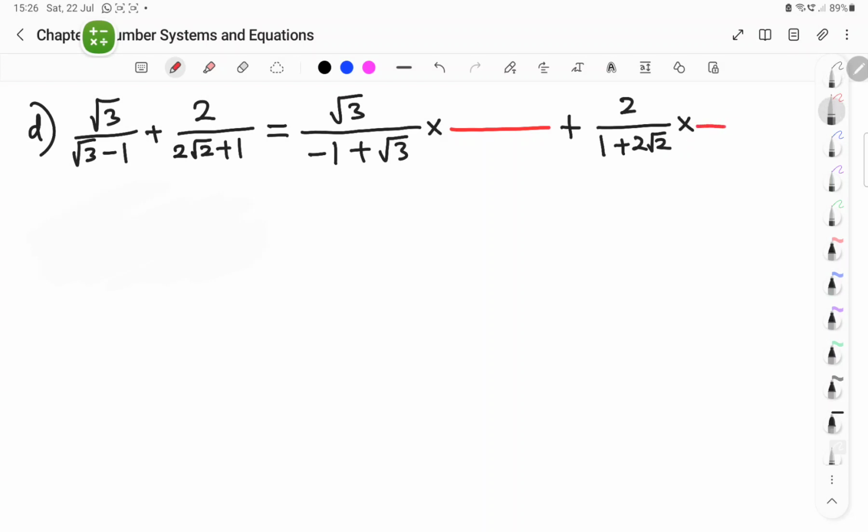Multiply by its own conjugate. Okay, so let's take the conjugate for the denominator. Let's have a look at the sign of the square root of 3. Change it into negative, and then the digit you just copy. And then for the denominator also, you just copy paste.